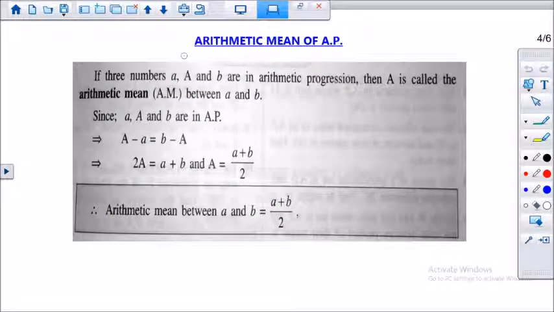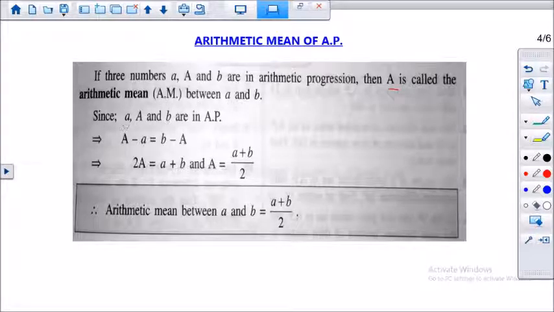Now another property, the arithmetic mean of an AP. If 3 numbers, small a, capital A and small b, are in arithmetic progression, that means AP, then A is called the arithmetic mean, which is denoted by AM between a and b.